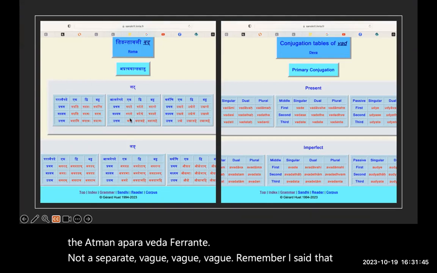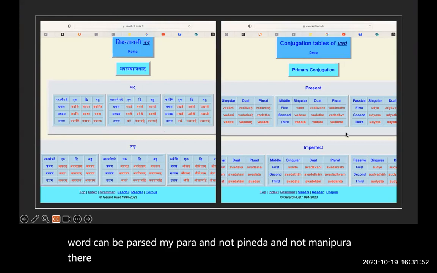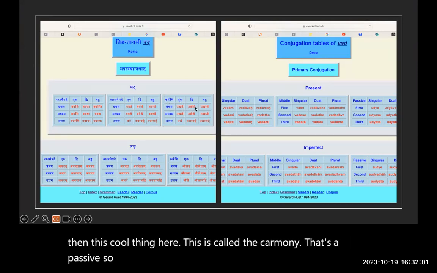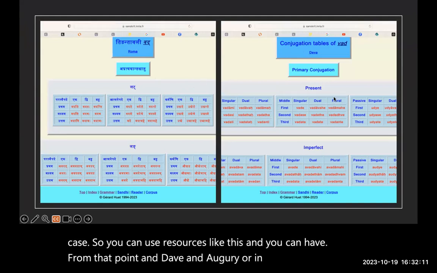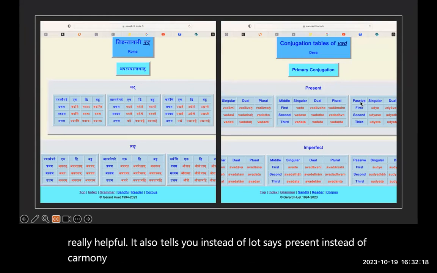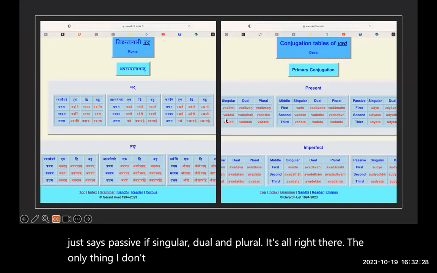Remember I said that any word can be Parasmaipada and Atmanepada? There is the Atmanepada form of vad that we saw before. And then this cool thing here, this is called the karmani. That's a passive. So here you'll see the way that the word changes to be used in the passive case. So you can use resources like this and you can have them output in Devanagari or in English, and they're really helpful. It also tells you, instead of lat, says present. Instead of karmani, you know, the passive tense, it just says passive. You have singular, dual, and plural. It's all right there. The only thing I don't like is that it goes vadamihi, vadami in the first and vadati in the last.